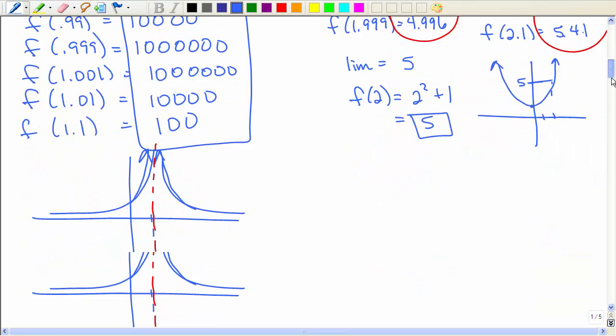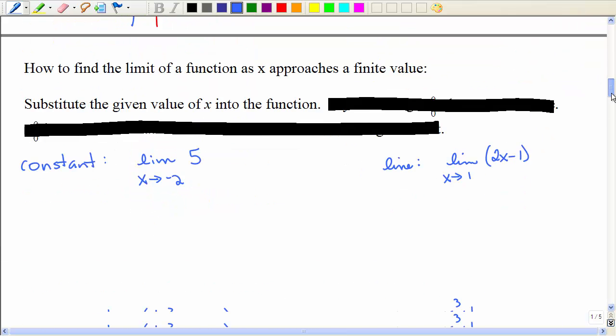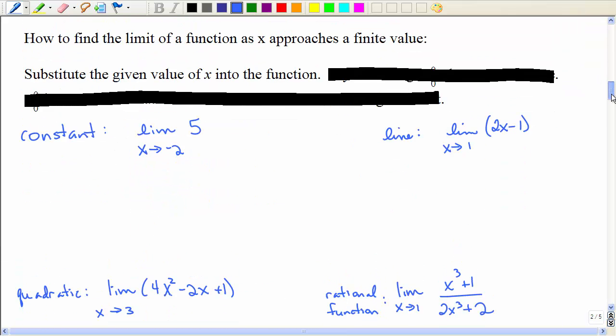Okay, so now, how do we find just the limit of a function? Well, the easiest way is just substitute the given value of x into the function. Right? So one example is if you have a constant. There is no x. The limit of 5, as x approaches negative 2.